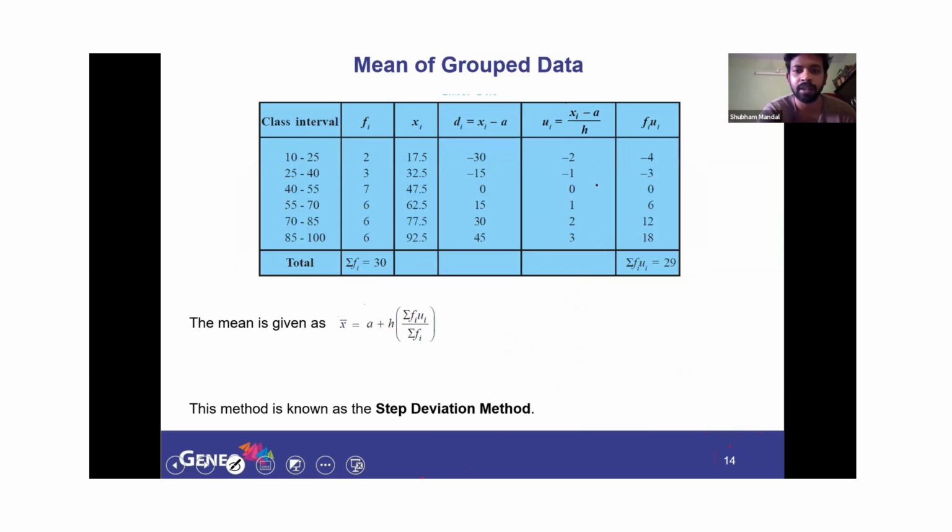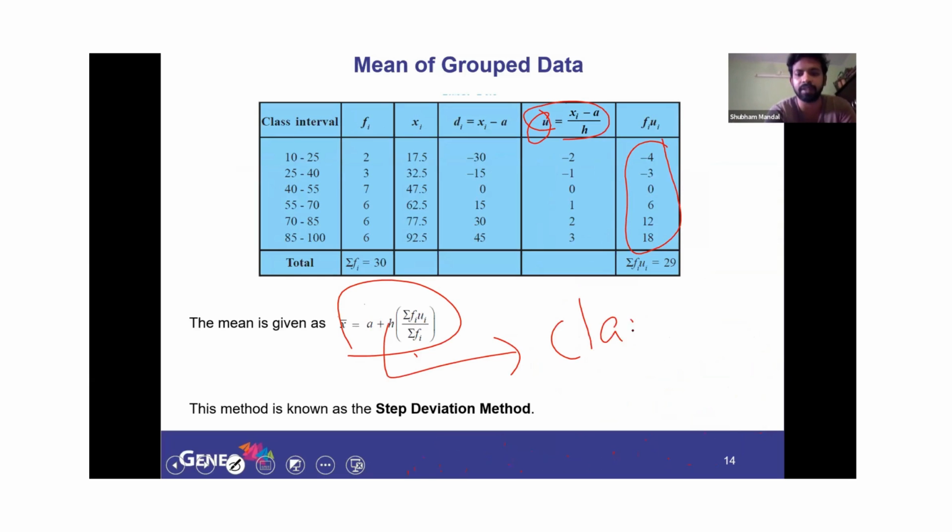If you divide this whole column, let the name of this column be ui. So you will get -2, -1, 0, and so on. Now you see the calculation has become so easy. For fi ui, you're directly doing single digit calculations. And finally, your mean will be given as x bar is equal to a plus h into sigma fi ui by sigma fi. h is your class interval, which is 15 in this case.